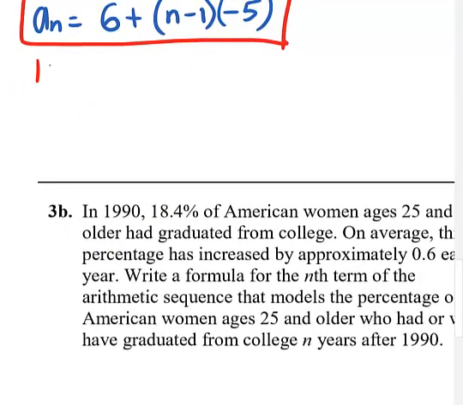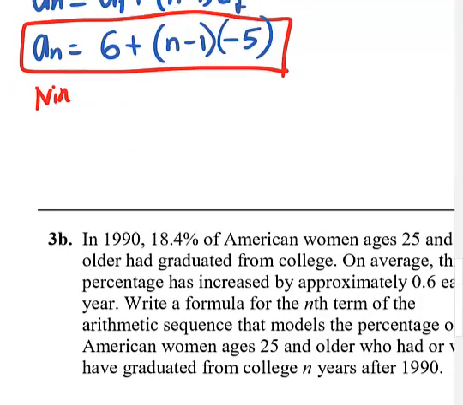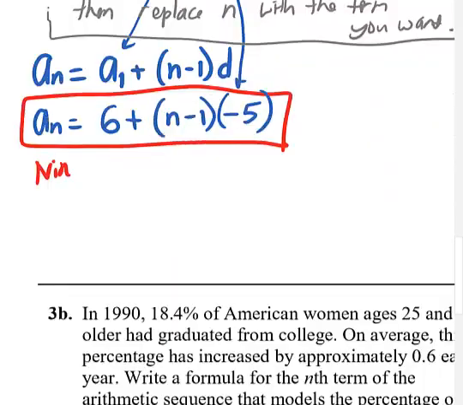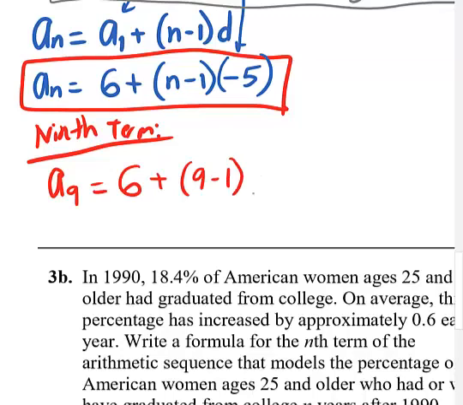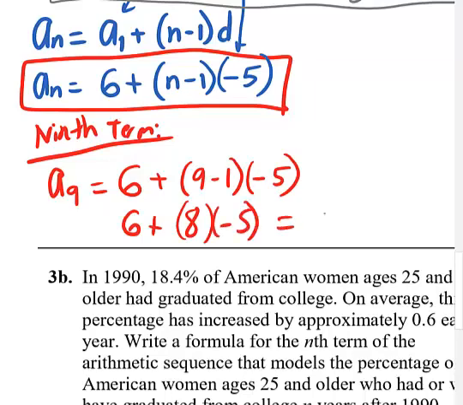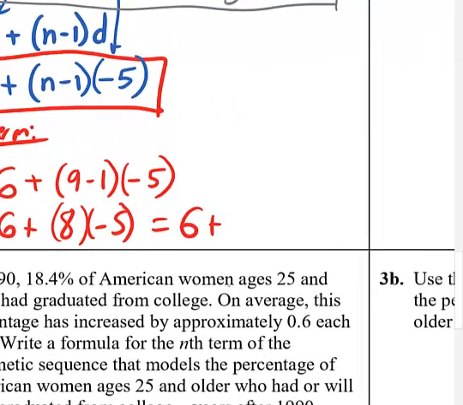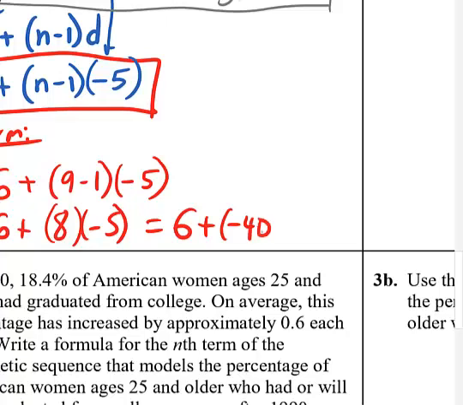And now if we want the 9th term, which is I think what they asked for, right? Let me see. Yeah, okay. 9th term, that means I just take the general term above and I replace n with 9. So it should be a sub 9 equals 6 plus 9 minus 1 times -5. So that's 6 plus, 9 minus 1 is 8 times -5. That's 6 plus, 8 times -5 is -40. 6 and -40 make -34. So that must be our 9th term of the sequence.